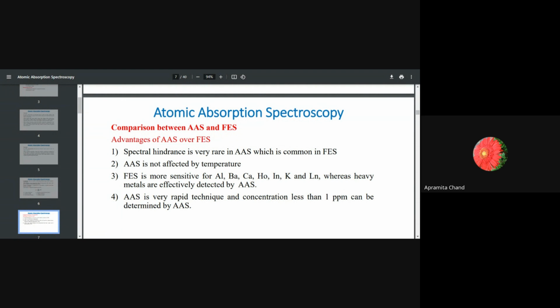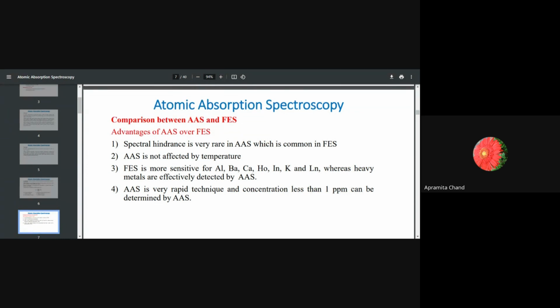Okay, for example, even if you have elements like carbon, hydrogen, and halides, they cannot be detected due to their non-radiating nature. Now, what are the advantages of AAS over FES, or what is the comparison?